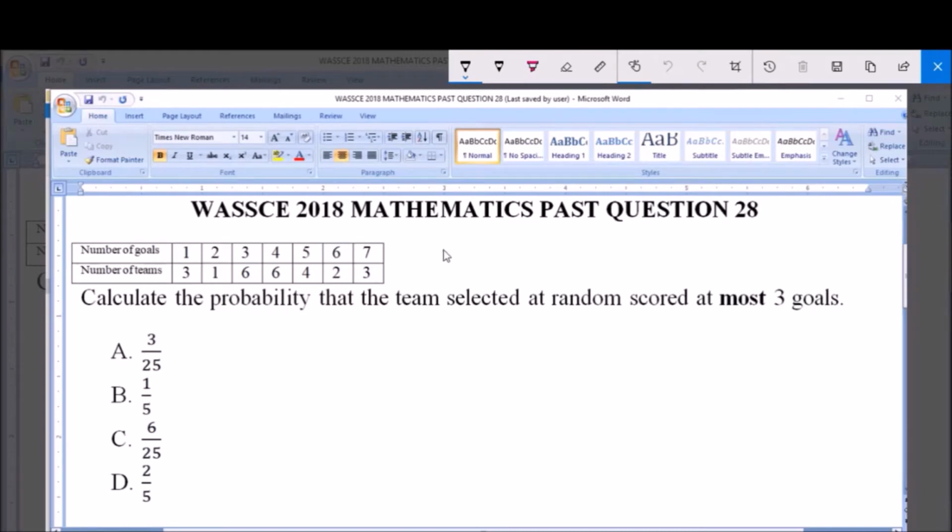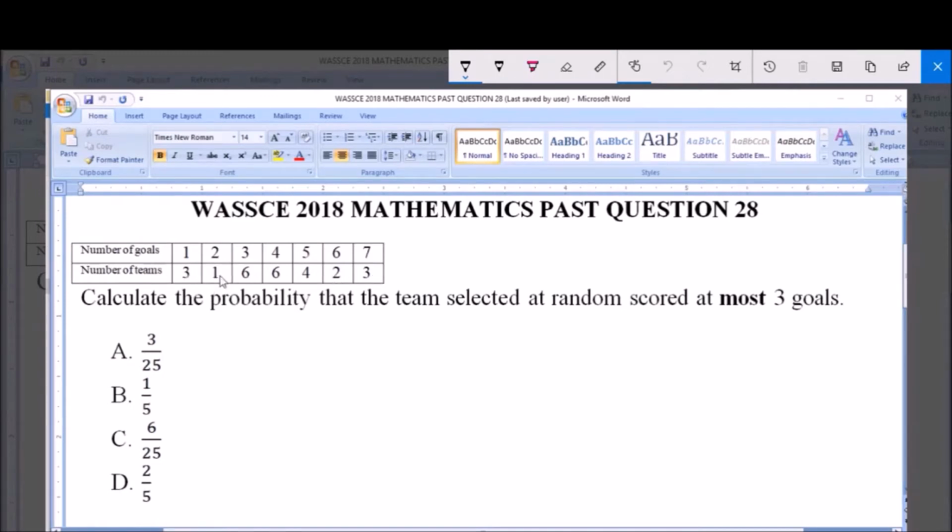Now this table consists of the number of teams and the respective goals scored by these teams. Now you can see here to represent the number of goals 1, 2, 3, 4, 5, 6, 7, and then this box here represents the number of teams that scored these respective goals. Now looking at this, the total number of teams involved here will be 25.